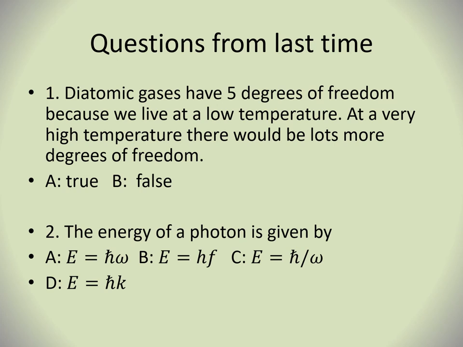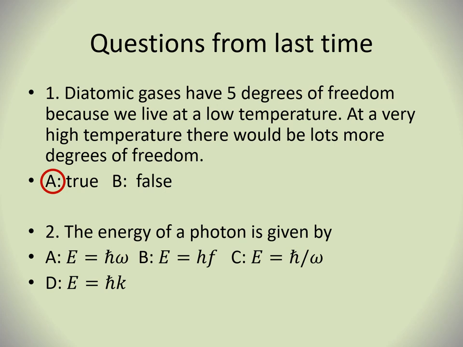Diatomic gases have 5 degrees of freedom because we live at a low temperature. At a very high temperature, there would be lots more degrees of freedom. True or false? That one's true. At high temperature, the vibration degrees of freedom become activated. At incredibly high temperature, the other rotation one gets activated, but that would be such a high temperature that the atom would be completely destroyed by then anyway. Many of the electrons would have been ripped out and it wouldn't hardly be an atom anymore.